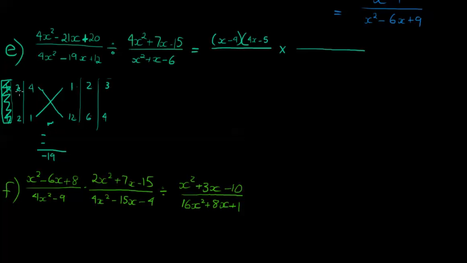Okay, then 2 and 4 gives me 8, 2 and 3 gives me 6. 8 and 6 is 14. Again, that didn't work with any of them. Okay, so the last one, 4 and 12. 4 and 12 gives me way too big.